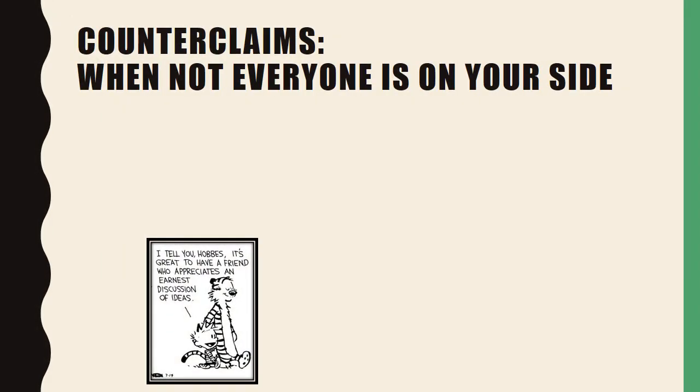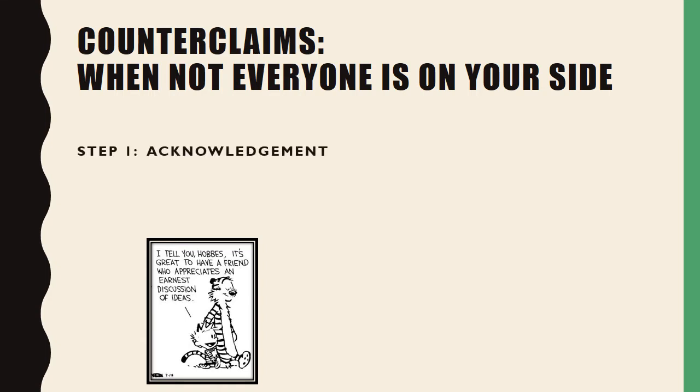So the first step of this is to cover counterclaims, to have decent counterclaims, because counterclaims are for whenever you're having an argument and there's a section of the other side that is unwilling to believe what you're saying because they have other ideas. And that's really the underlying point here, and you can see it in this cartoon. Calvin saying, I tell you, Hobbes, it's great to have a friend who appreciates an earnest discussion of ideas. Counterclaims are a good way to get people to listen to you when they're not on your side and to have that discussion of ideas.